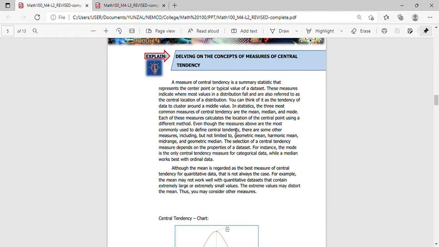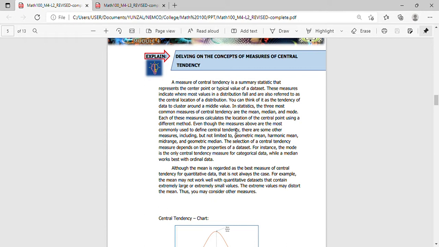But while a median works best with ordinal data, that is data which is ordered, there is an order in the data. Although the mean is regarded as the best measure of central tendency for quantitative data. If we have quantitative data, we can use the mean.